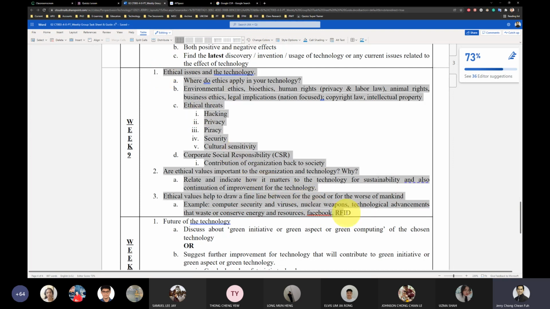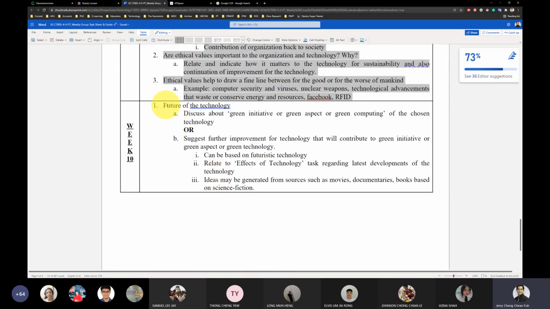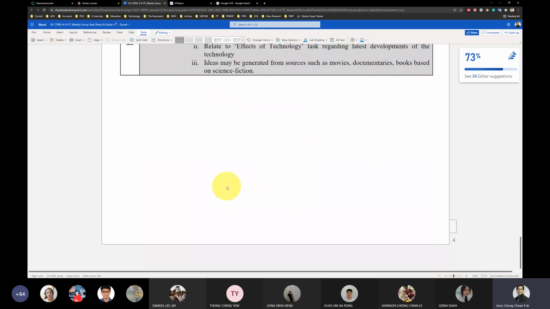Second last topic, yeah? Ethics is your second last because after that, we only got one more task to do, and that is basically the future of technology. Then you are pretty much done.